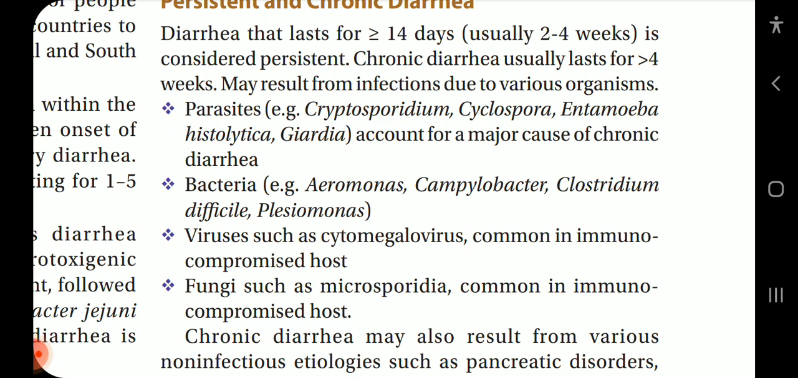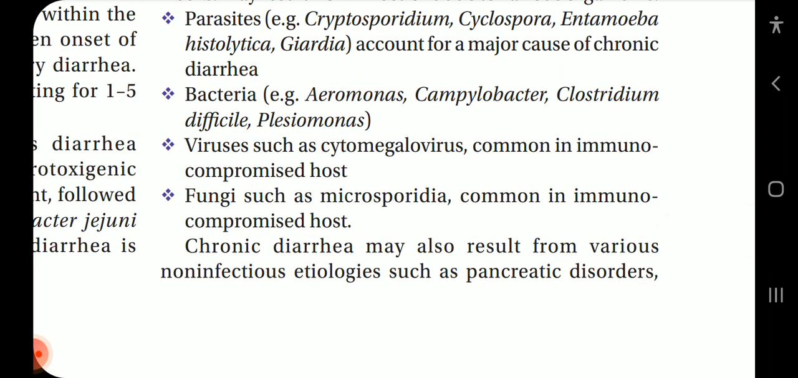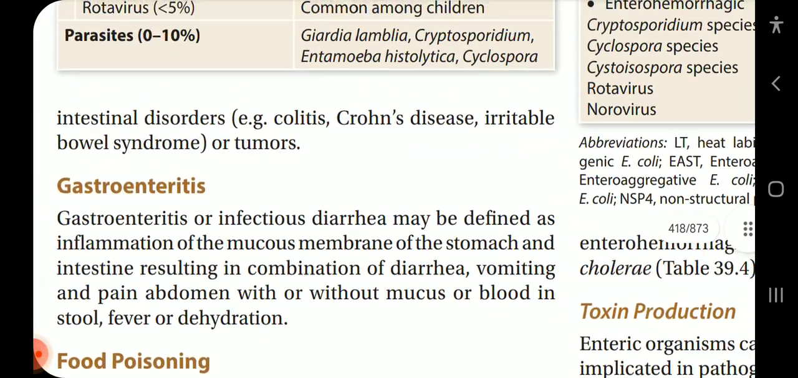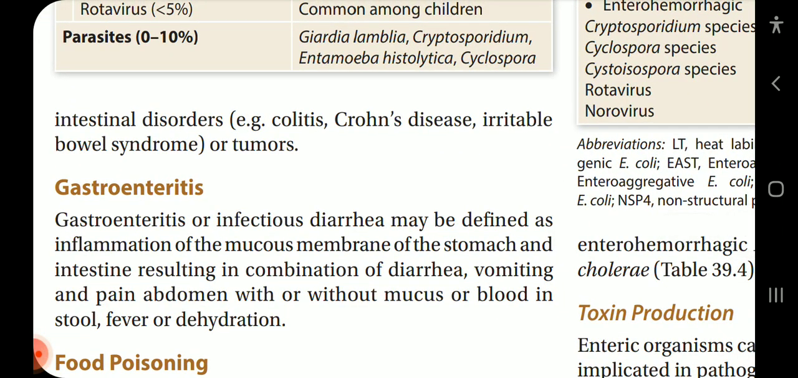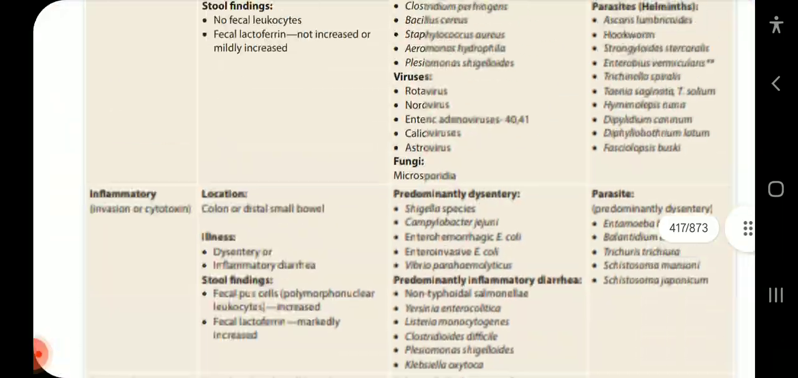Bacteria: Aeromonas, Campylobacter, Clostridium difficile, and Plesiomonas. Viruses such as cytomegalovirus, common in immunocompromised hosts. Fungi such as Microsporidia, common in immunocompromised hosts. Chronic diarrhea may also result from various non-infectious etiologies such as pancreatic disorders, intestinal disorders, for example colitis, Crohn's disease, irritable bowel syndrome, or tumors. So now let us look at these tables.